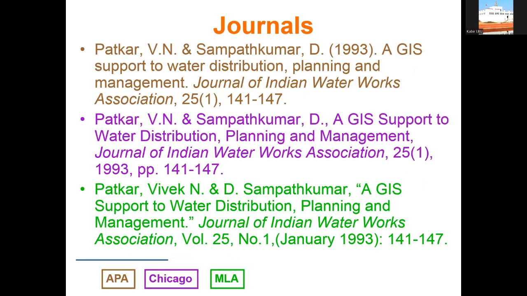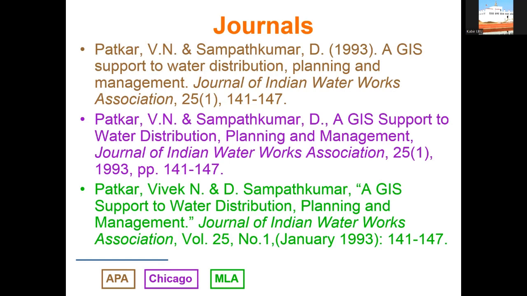So see how the journals are being given. If you see, the name of the journal is in italics in all the three. The Journal of Indian Water Works Association is in italics. First of all, the names of the writers are given, Patkar BN and Sampath Kumar D. There are two authors. Then it was published in 1993, in brackets, that is the APA system. A GIS Support to Water Distribution Planning and Management. This is the name of the paper. See here also the first letter, A GIS, is in capital letter, otherwise the other letters are in normal form.